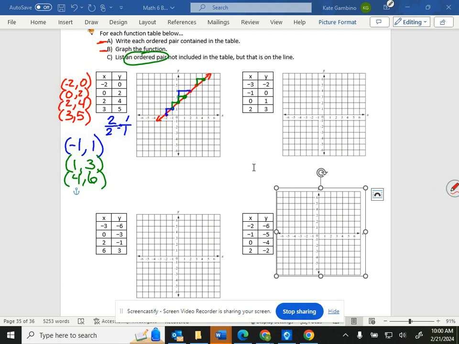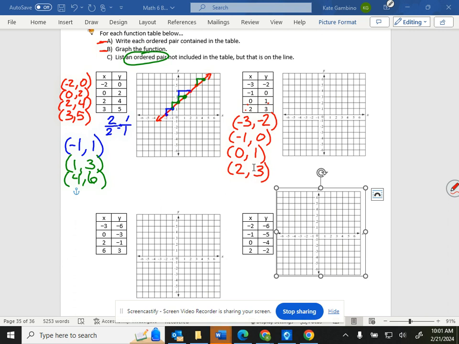What's my first step? Zelda? Write each ordered pair. I'm going to write each ordered pair. I have my X, I have my Y. I need to write it in my parentheses for each one. So I'm just taking my X and I'm putting my Y. Take the X and put the Y.